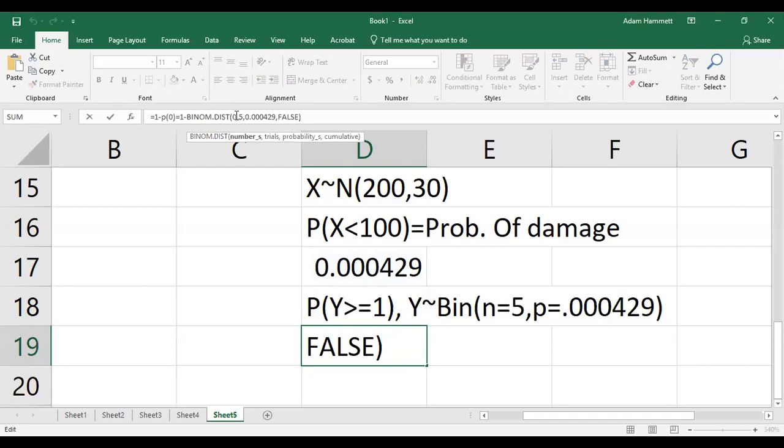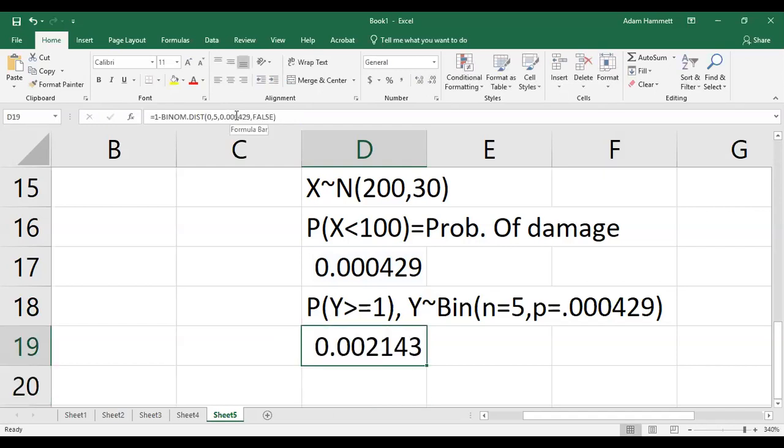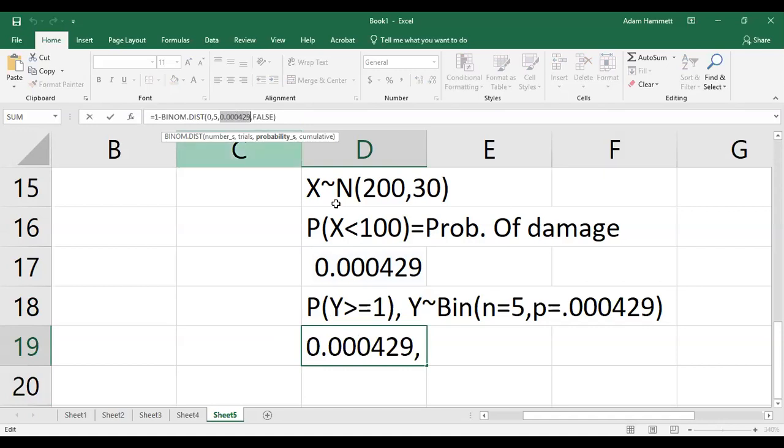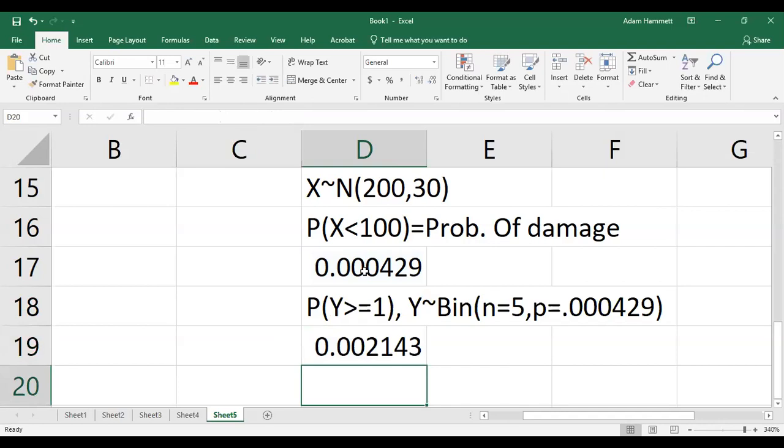Number of successes. Well, I'm not sure. Maybe it doesn't like it that I'm asking for 0 of the. Oh, I see. It doesn't like it that I've put 1 minus P of 0 in here. Sorry. Okay. And now I actually can put this thing in here. There it is. 0.002143.